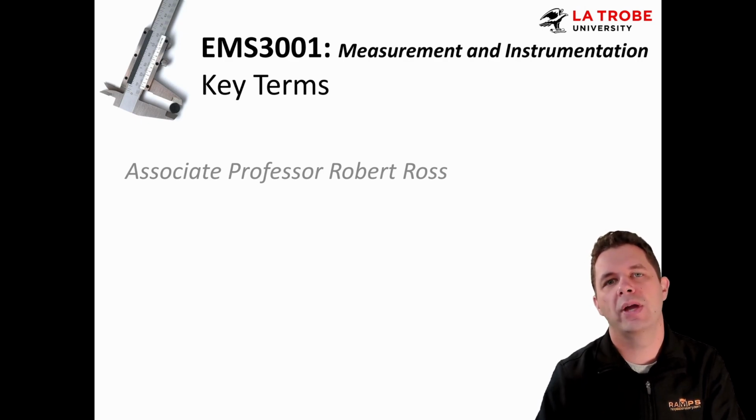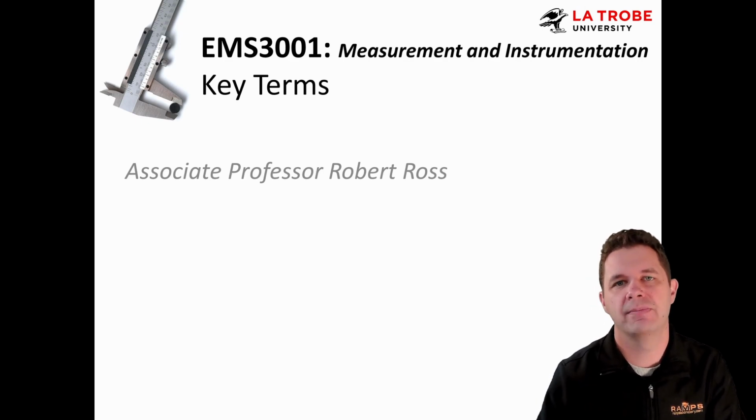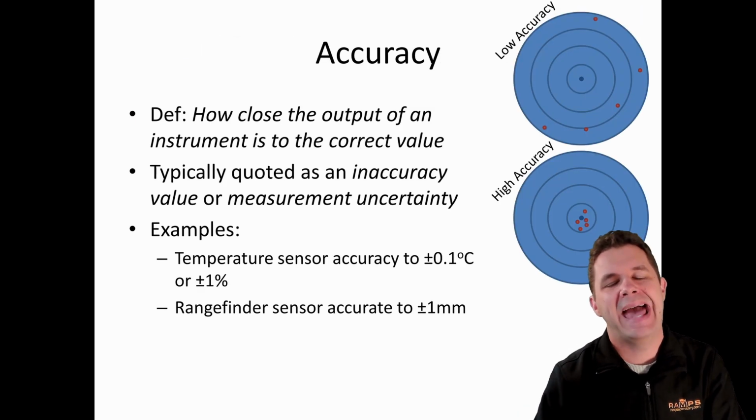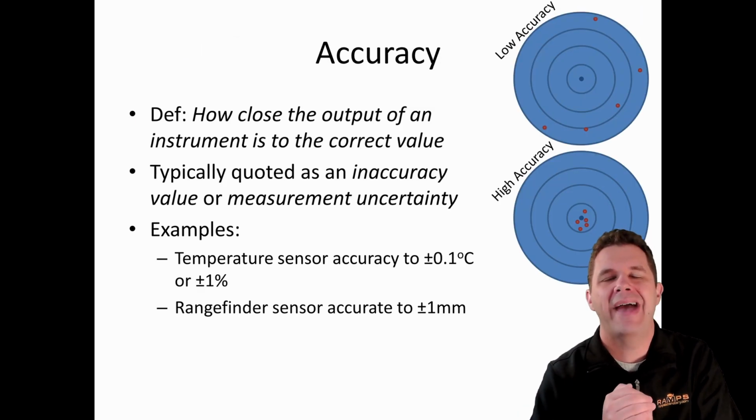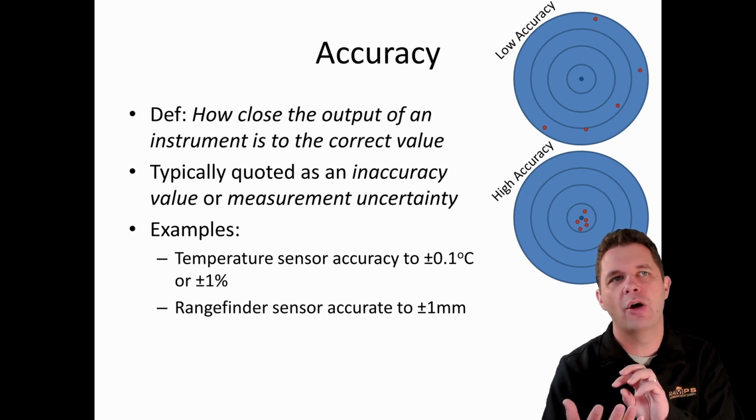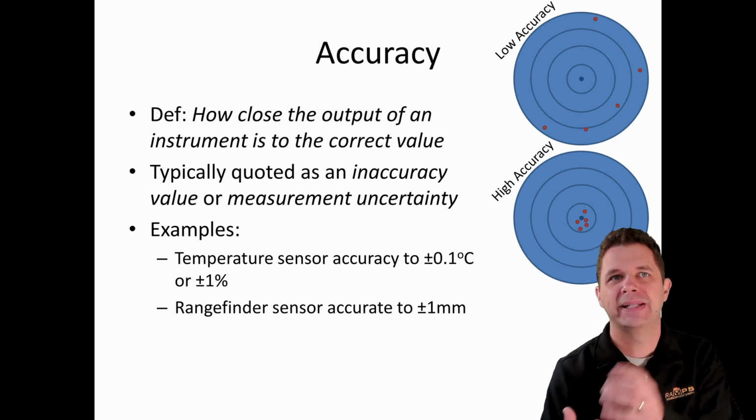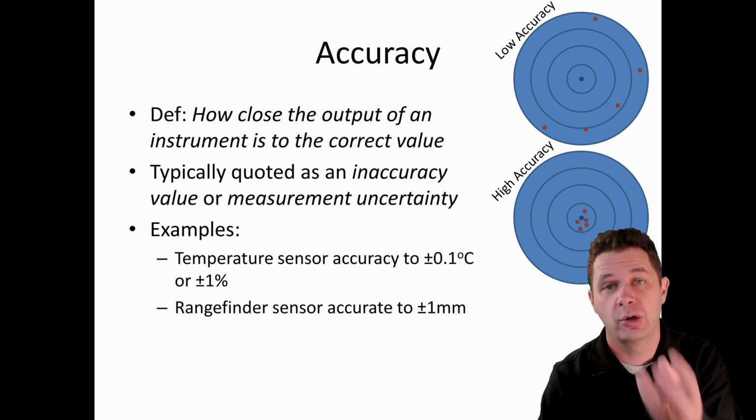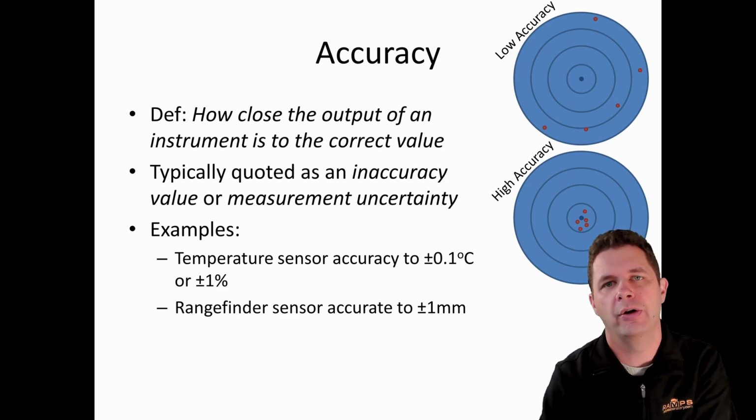In this video, we'll be talking about some key terms that relate to measurement and instrumentation systems. First one is accuracy. And the basic idea of accuracy is working out how close an output of a particular instrument is to the correct value, to the actual value.